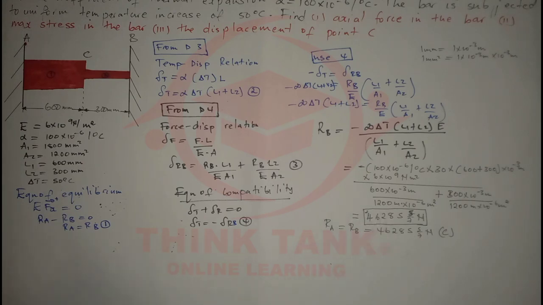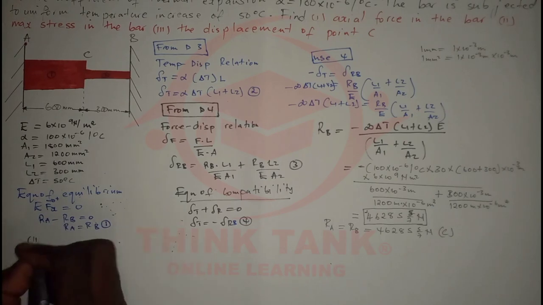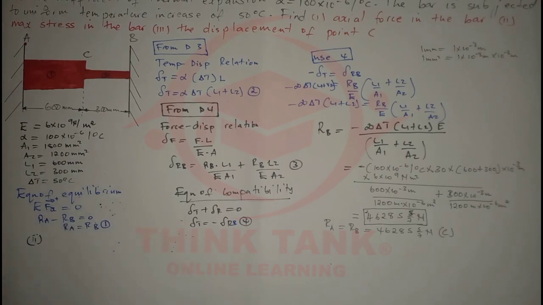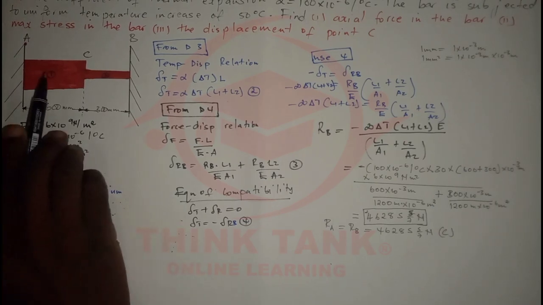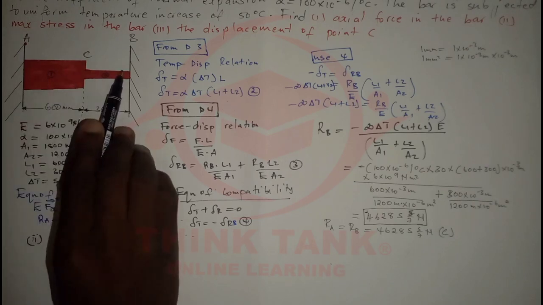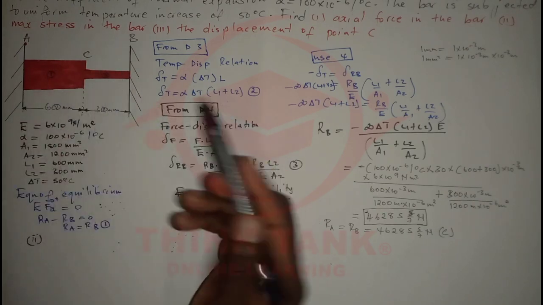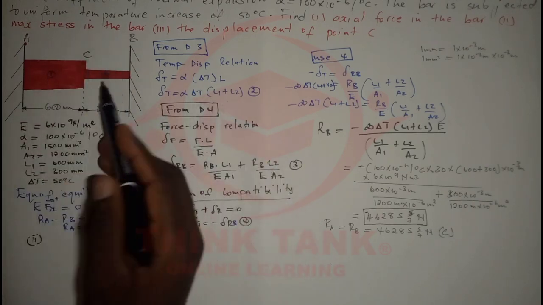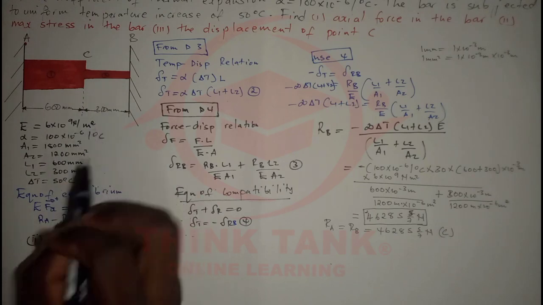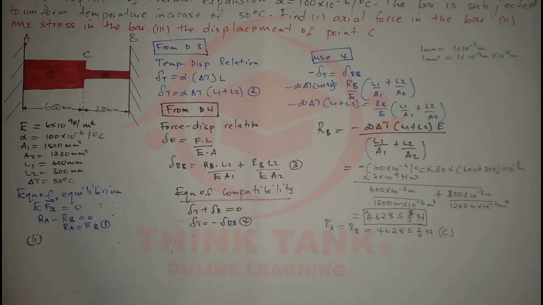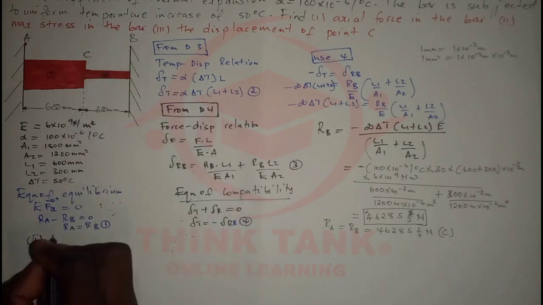So on the second part, we want to calculate the maximum stress. That is going to be part number 2. For the maximum stress, normally you have to calculate the stress of the first part and the second part. But when you're an engineer, you have to know that the region with the smaller cross-sectional area is the region with the maximum stress. So I'm going to save time here and just calculate the stress of the second part.